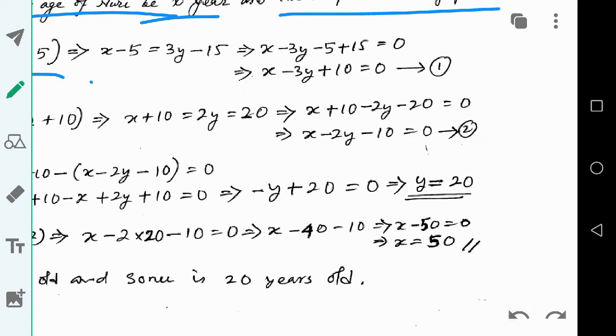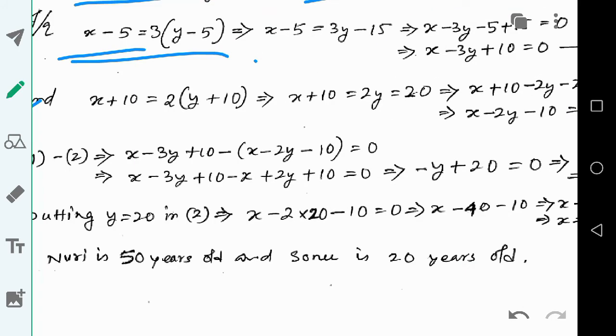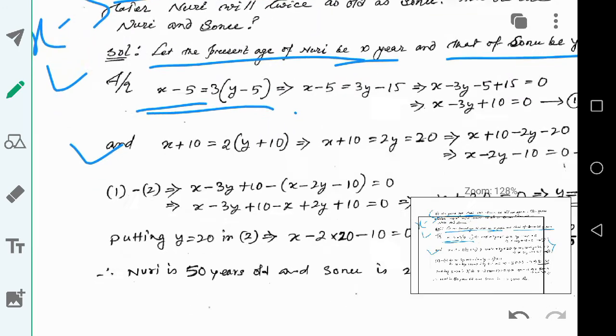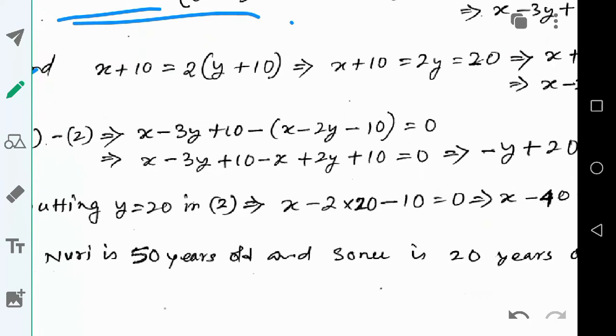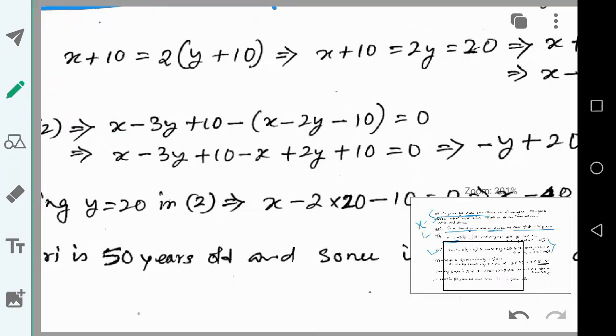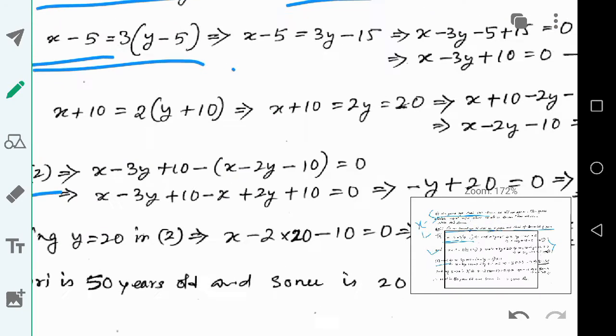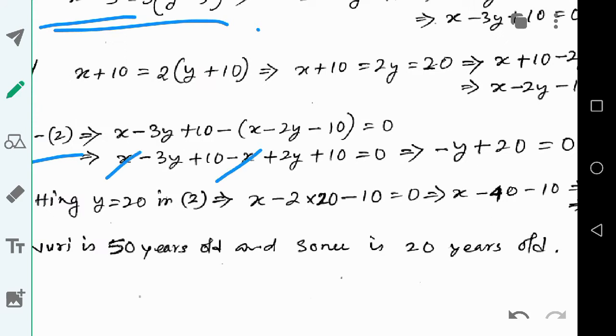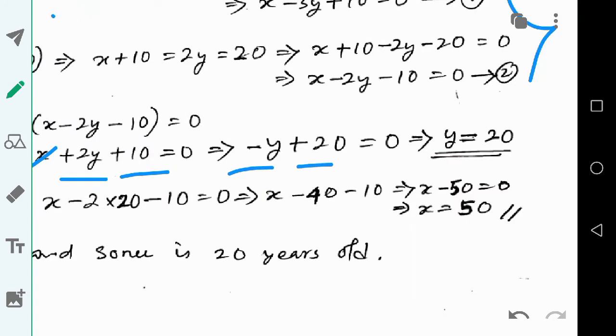That means we are applying the elimination method here, and I have already told you how to apply the elimination method in order to solve two equations. Applying it, we subtract 2 from 1. Minus x plus x cancel, then plus twice y is there. So minus thrice y plus twice y is minus y, and 10 plus 10 becomes 20. Minus y is transferred to the other side and becomes plus y. 20 is equal to y, so y is equal to 20.